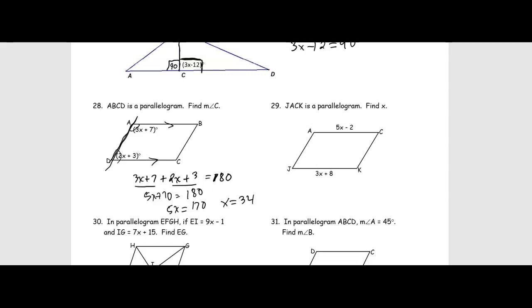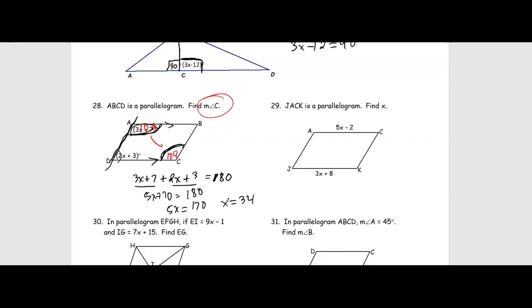If I want angle C, opposite angles in a parallelogram are congruent. So what I'm going to do is figure out what is this angle up here. So let x be a 34 up here. So 3 times 34 plus 7, 3 times 34 is 109 degrees. So we now know that this is 109 degrees. So that would tell me the angle opposite of that is 109 degrees, and that's angle C.